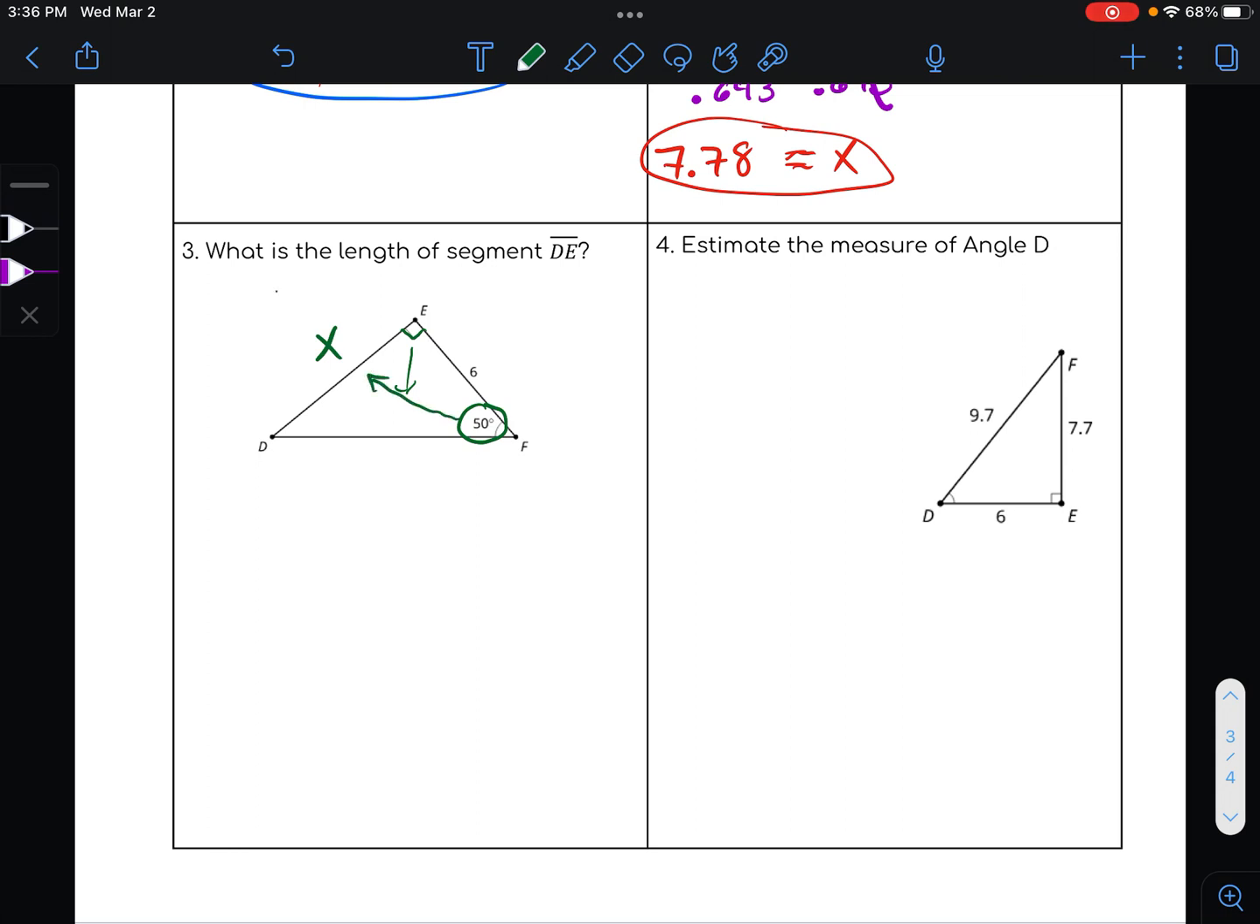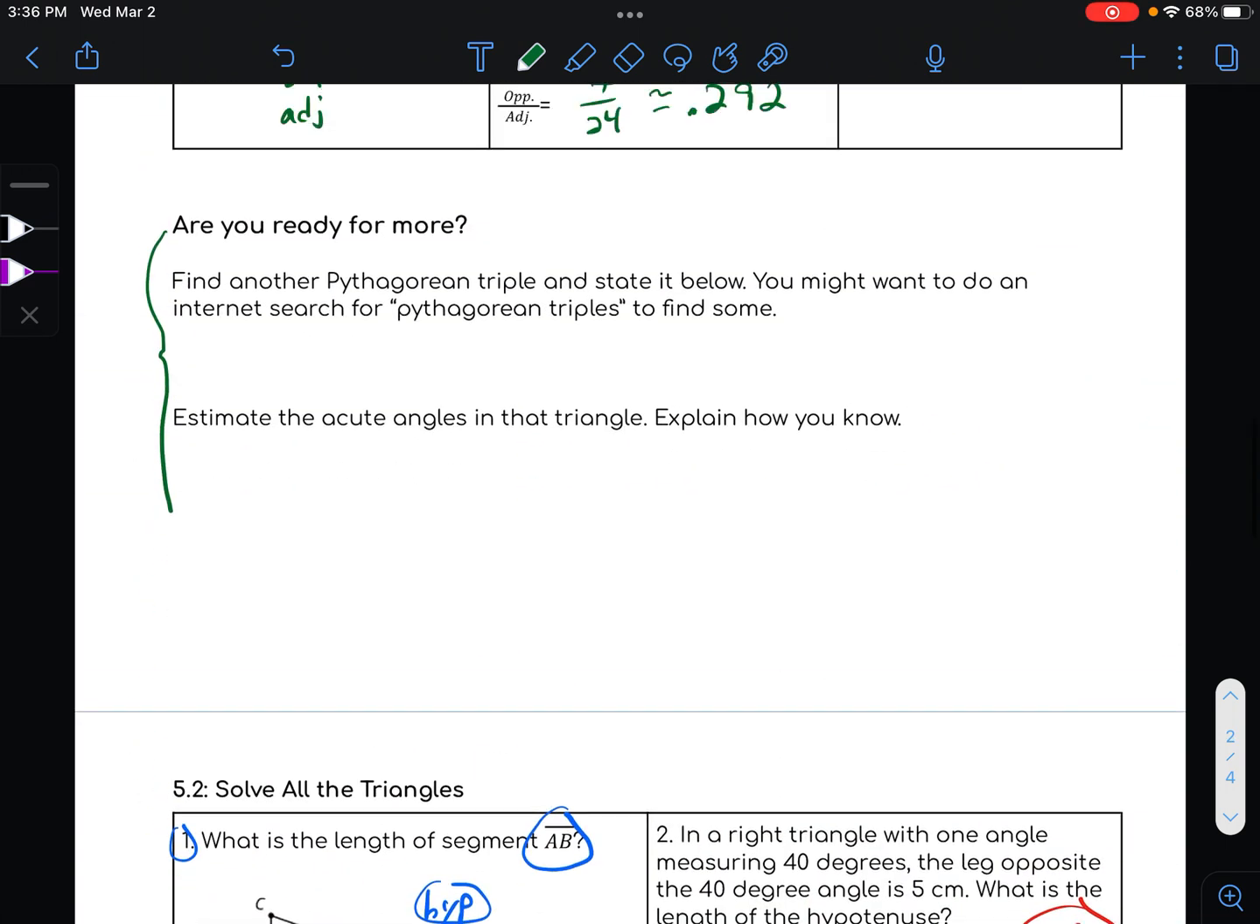So this side right here would be opposite the angle, and the 6 right here would be adjacent, right? Because the hypotenuse would be over here, and we're not using the hypotenuse. So once again, we have an opposite and adjacent. So we know that opposite divided by adjacent is one of our ratios that we've talked about. And in this case, x is opposite, 6 is adjacent, and we have a 50-degree angle. So 50-degree angle for opposite divided by adjacent.